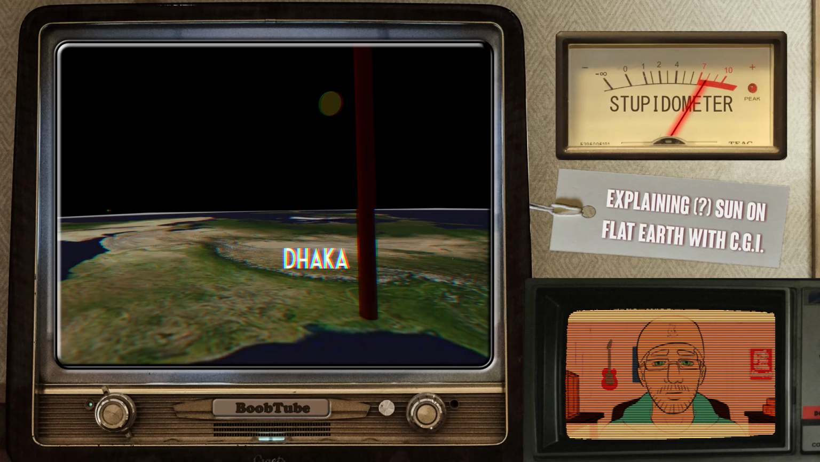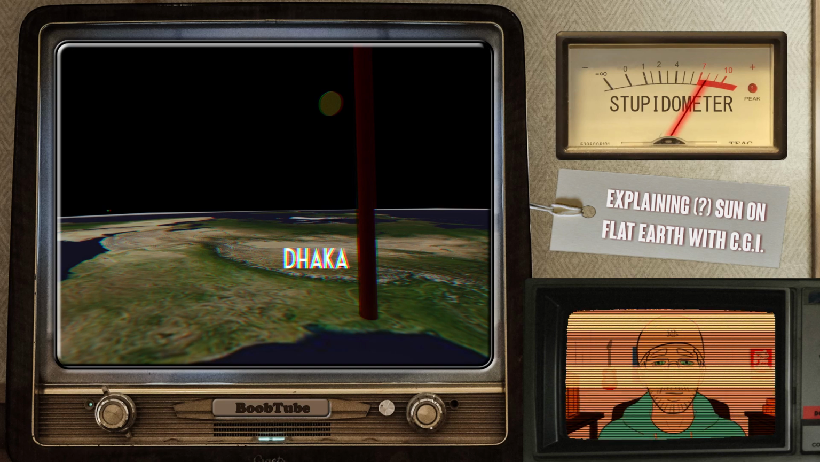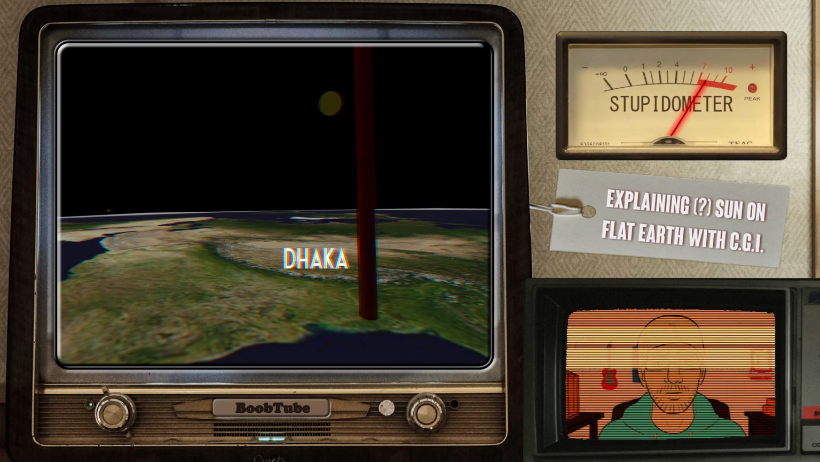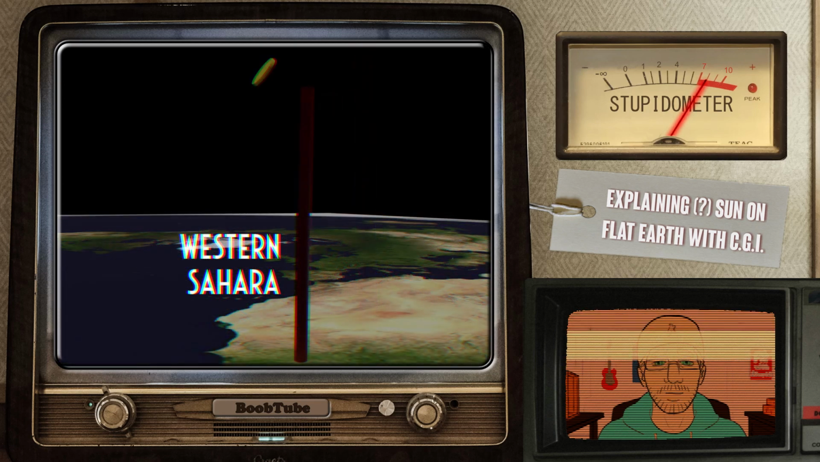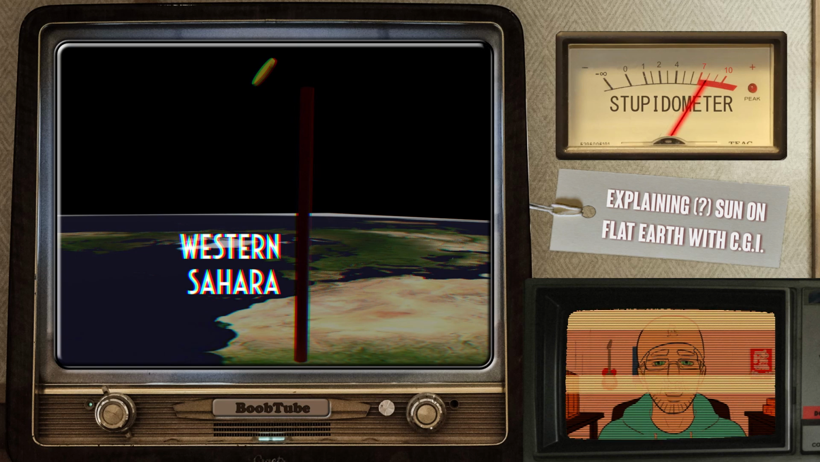Jumping to shape for a moment. If it is a circular plane or cylindrical, well, it can't be vertical or at any other angle. If it was, when people in Bangladesh would see the front of the sun, people in Western Sahara would see the side view. So that was easy.